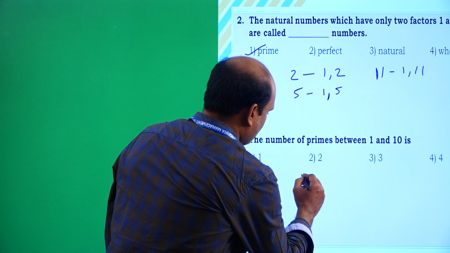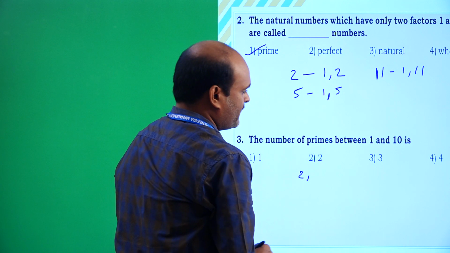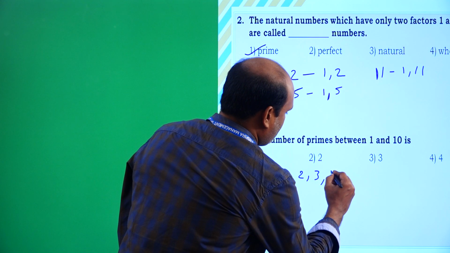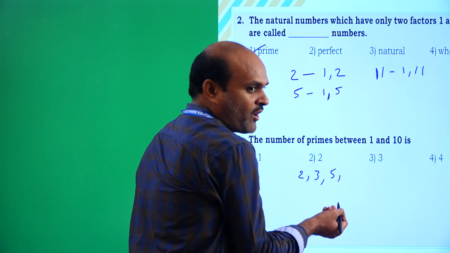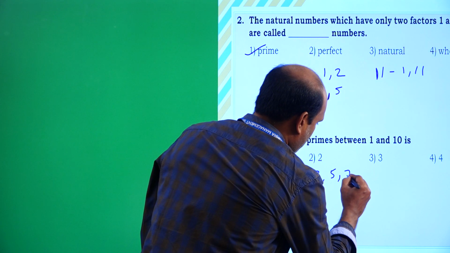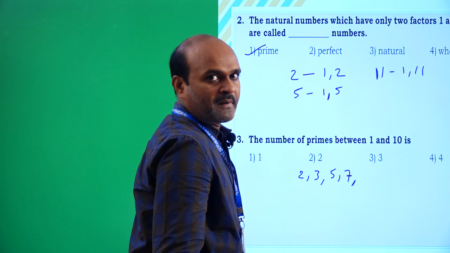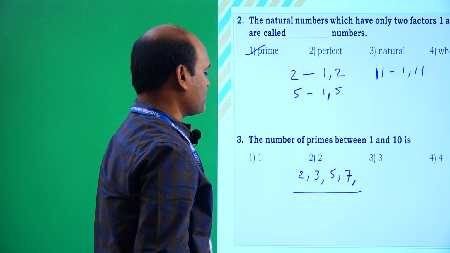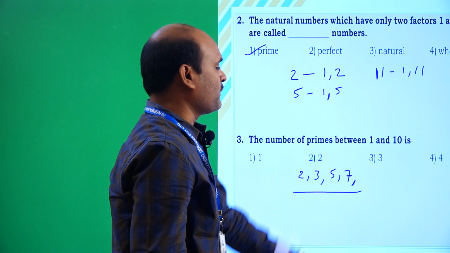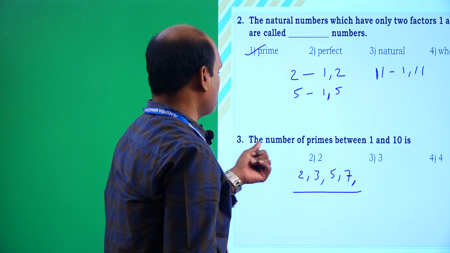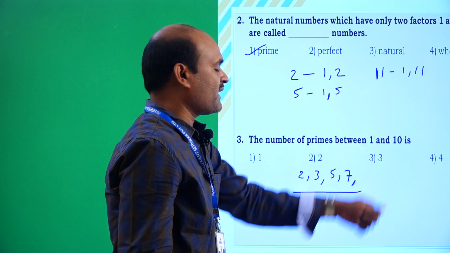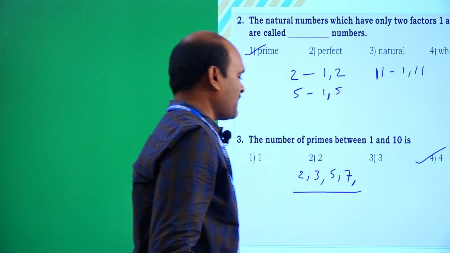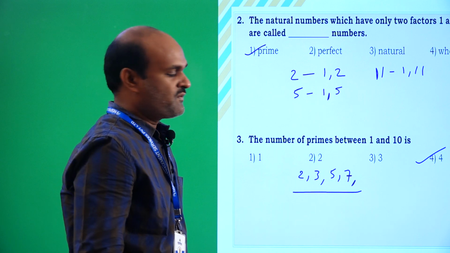So between 1 and 10, 2 is a prime number. 3 is a prime number. Next 5 is a prime number. Next 6 is a composite number. Next 7 is a prime number. 8 is a composite number and 9 is also a composite number. So how many prime numbers are there? 1, 2, 3, 4. 4 prime numbers are there. So the number of prime numbers between 1 and 10 is 4.